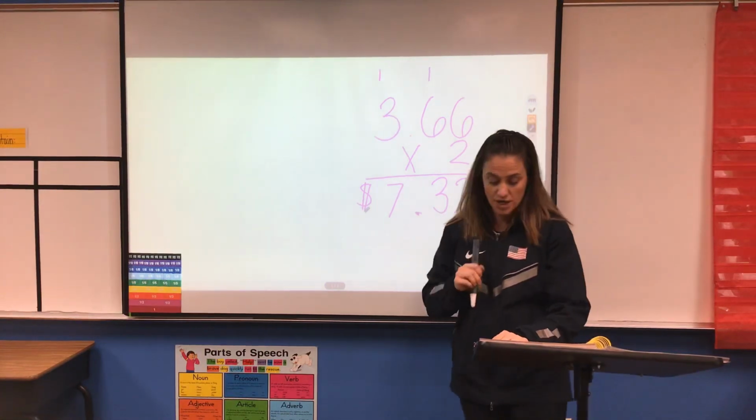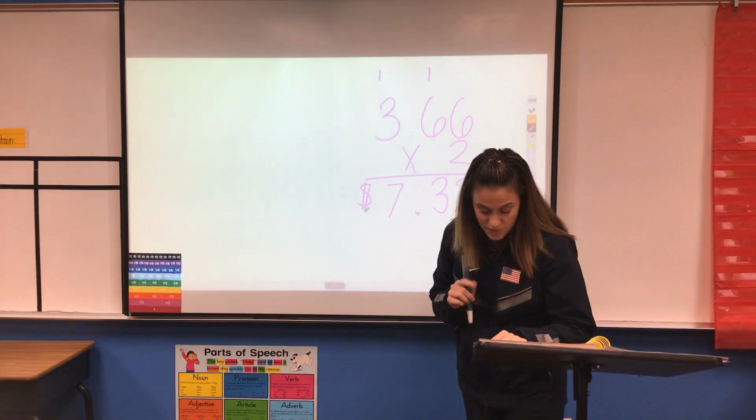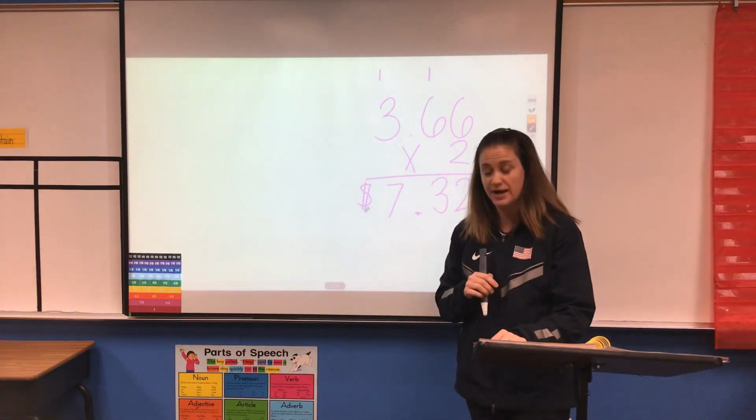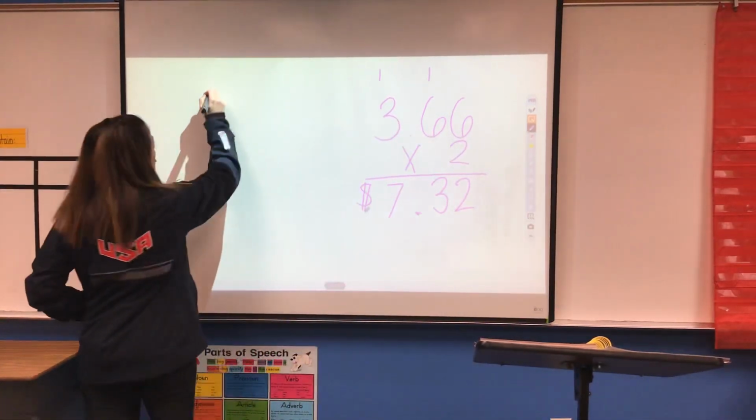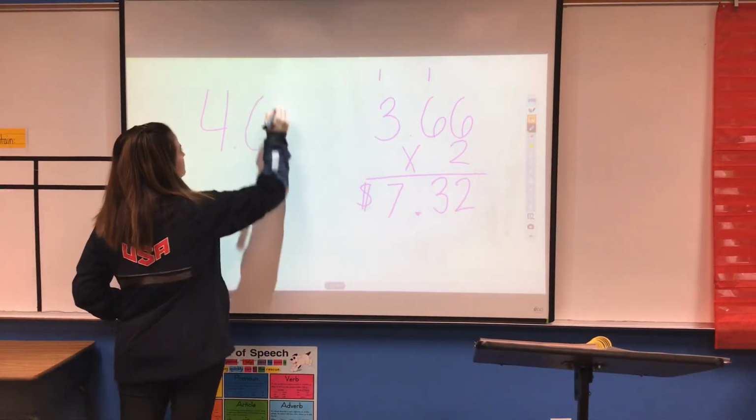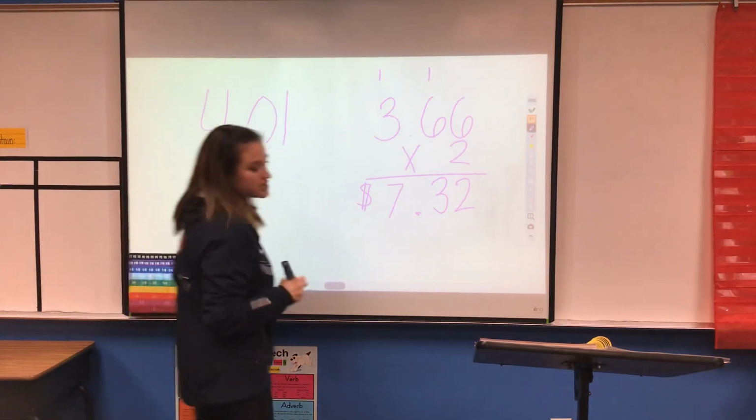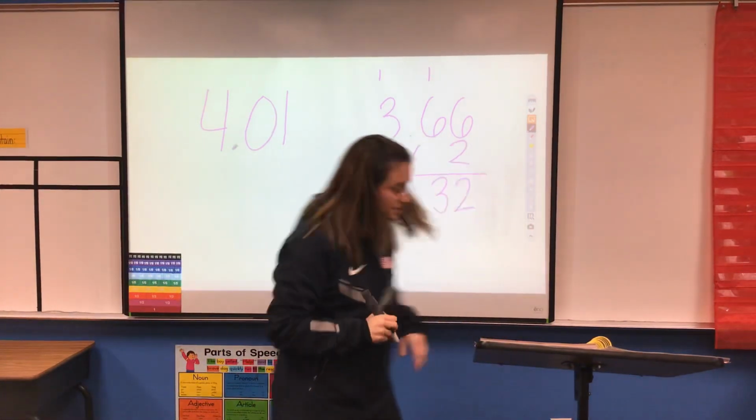The next problem, I want you to go ahead and start working it before I even get it on the board. It is $4.01 times 6. This is number 8. I want you to go ahead and work it, or if you want, you can always pause the video. So you have $4.01 times 6.